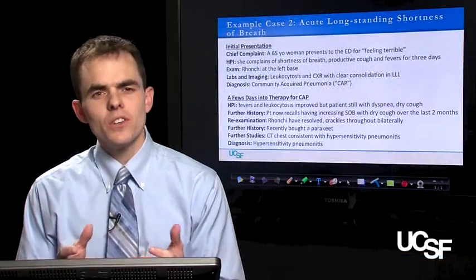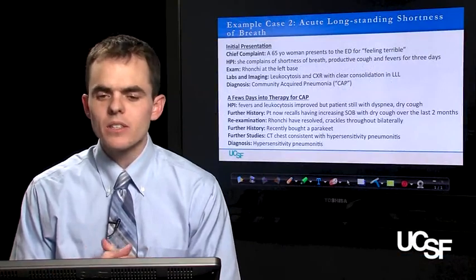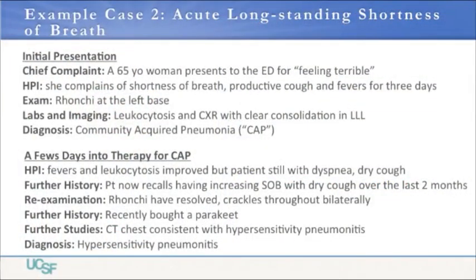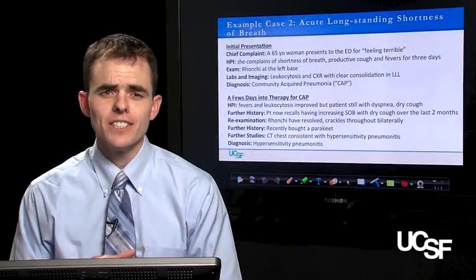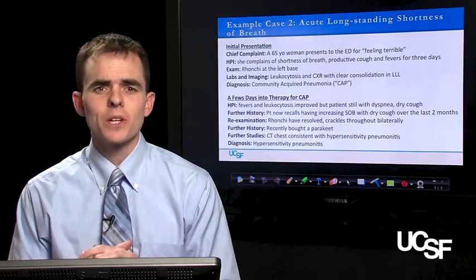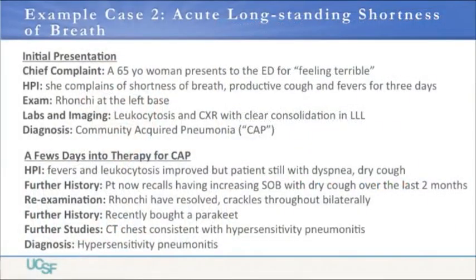So that makes you wonder, so you do another exam of the patient, maybe listening more closely. And you hear that the rhonchi have resolved, but now you pick up crackles throughout the lungs bilaterally. So you go back to the patient and you say, so what else has been going on? And you learn, well, in fact, the patient just bought a parakeet not too long ago and has a parakeet in their house. Well, this makes you concerned, so you order a CT scan of their chest, and it's consistent with hypersensitivity pneumonitis, and you make your diagnosis.